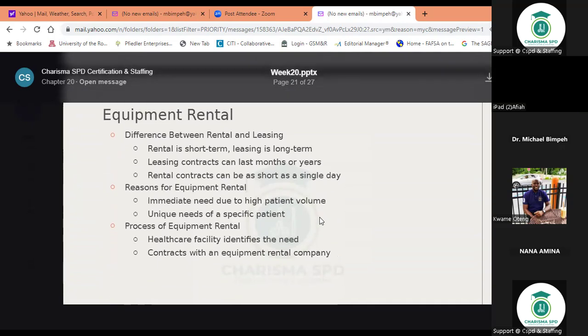Equipment rental. You can also rent. Yes, the difference between rental and leasing. Maybe some of you have leased a car before. You can also rent a car and you can lease. You see, the difference is that, for example, when you lease an apartment, you can lease an apartment for like 2 years or 1 year or something like that.